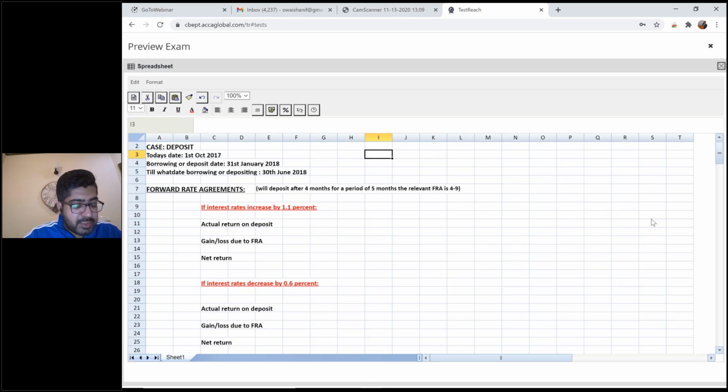Note today's date given, just find it. Borrowing or deposit date, it's given, just find it. Until what date you are borrowing or depositing, that's also given. Now you need to decide which is the best one through all 3 techniques. The first technique is FRA.